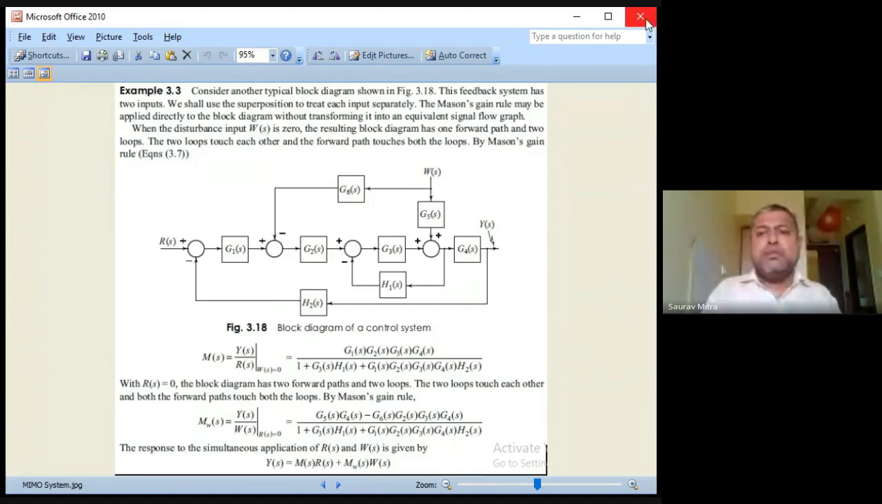Some more numericals we'll be solving in the coming two lectures this week, and we are going to see all the typical types of numericals for module 1 and module 2.